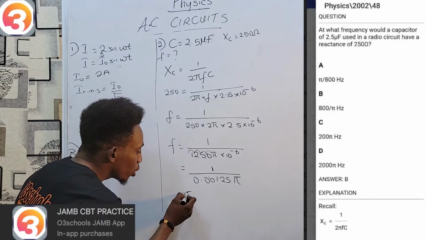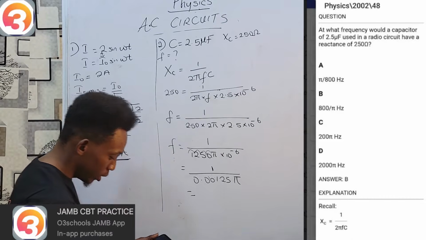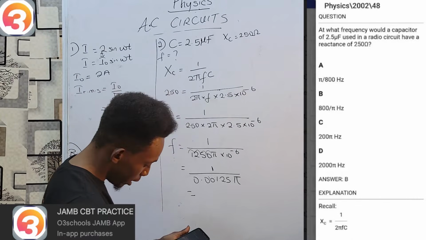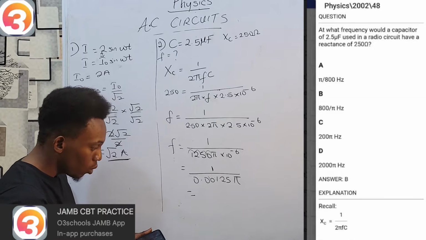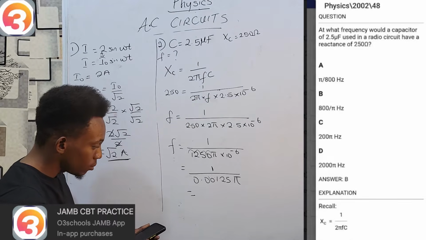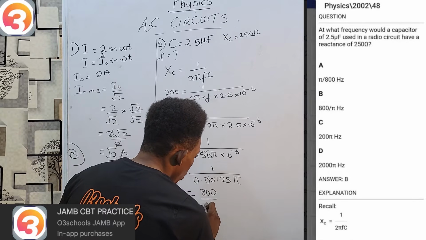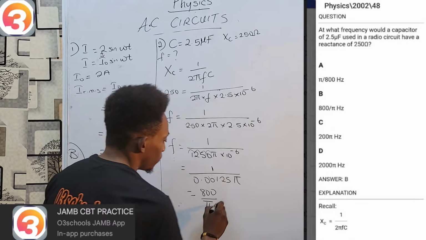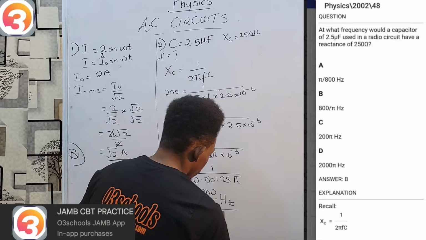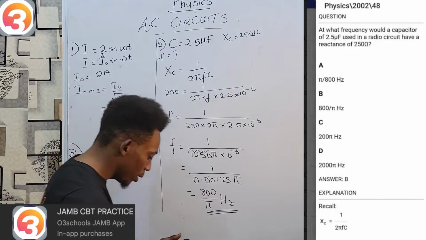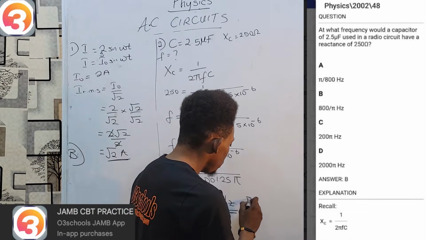And that means all you actually have to press with your calculator is 1 divided by 0.00125. And you see, that gives you 800 over pi hertz. And that is our answer, option B.